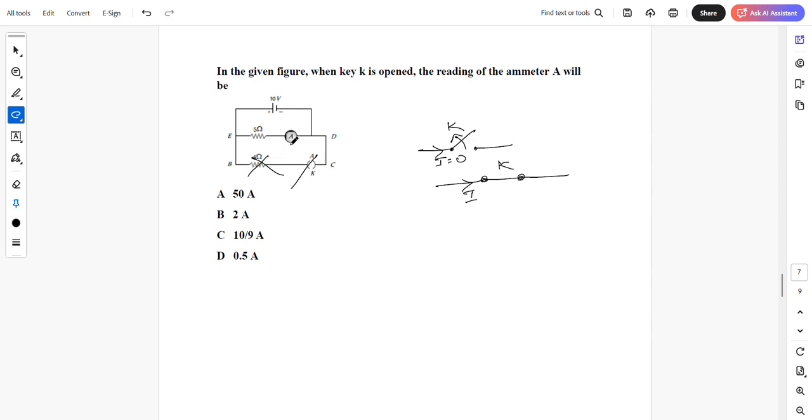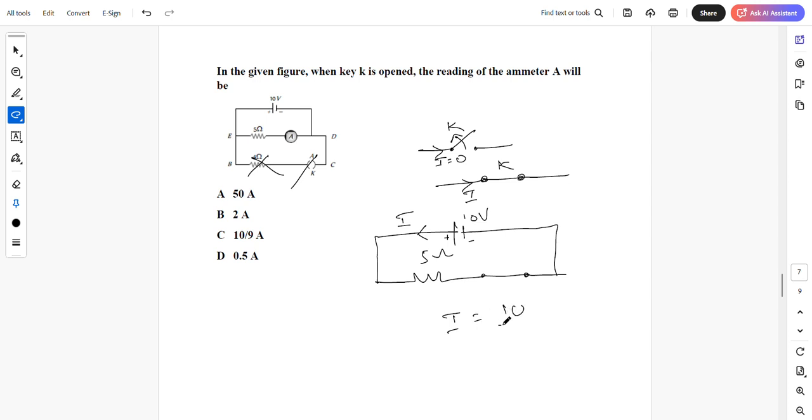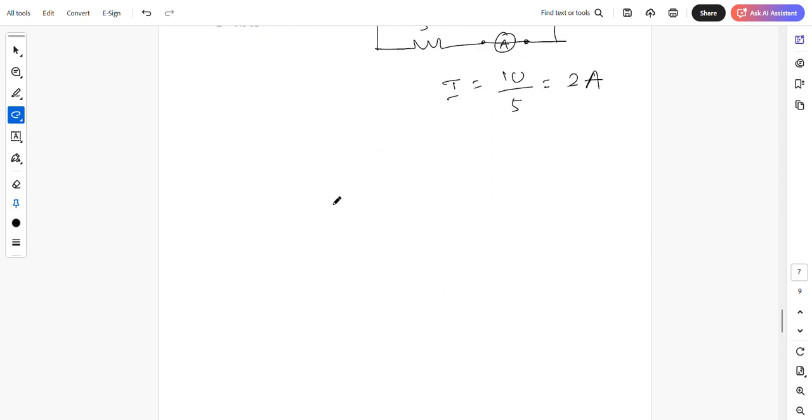Now how much is the current in the ammeter? This is 5 ohm. The ammeter you can treat as a short circuit, and the voltage given here is 10 volts. Current I is equal to V by R, 10 by 5 is 2 amperes. So 2 amperes of current will be flowing in this ammeter, and that is the correct answer.